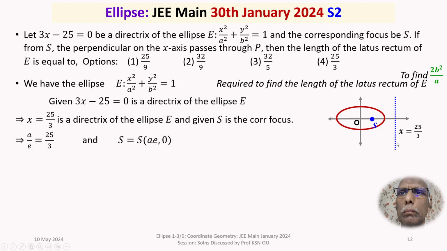Now, the equation of the directrix is given by, you have to remember, x is equal to a by e. So, x is equal to a by e is equal to 25 by 3. This implies a by e is equal to 25 by 3. And the coordinates of the focus is (ae, 0) on the positive x-axis, right? (ae, 0). Right. So, we have a by e is 25 by 3.